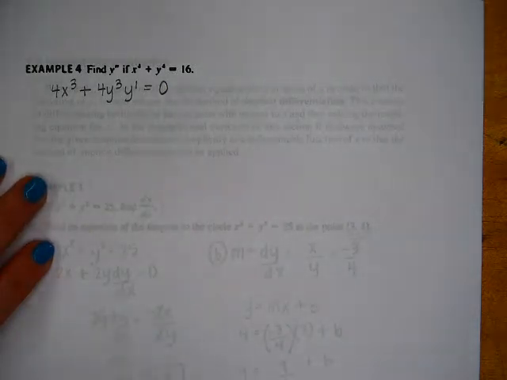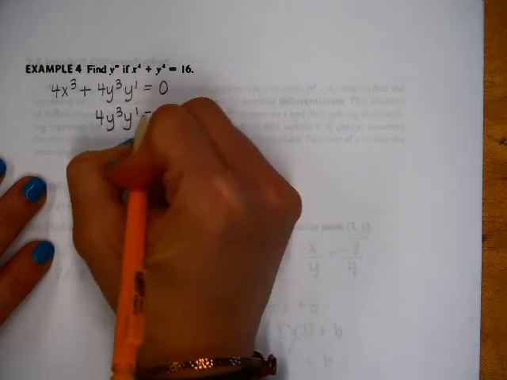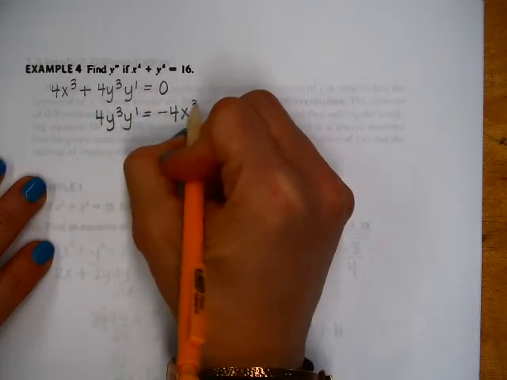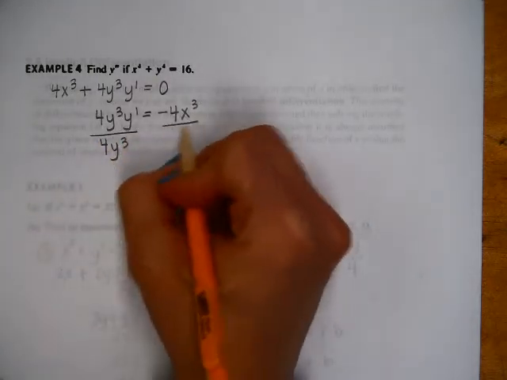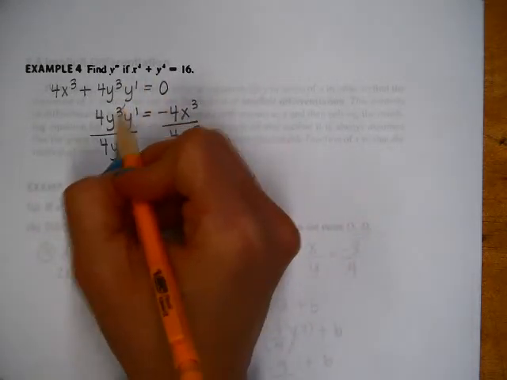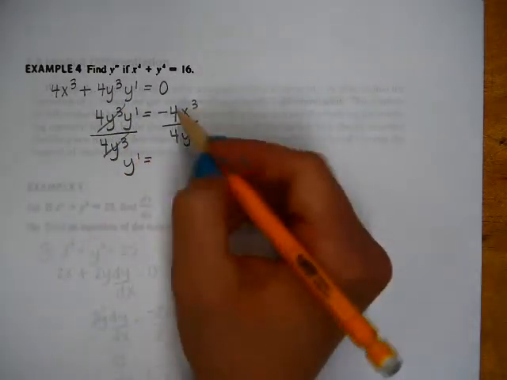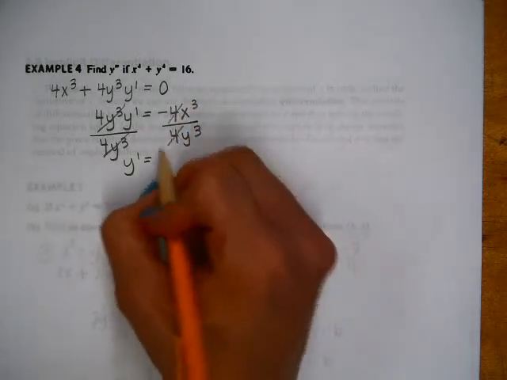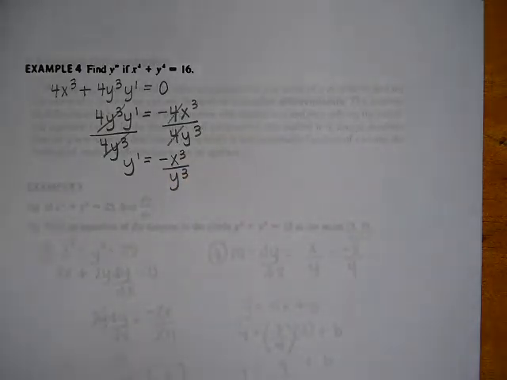Okay? Now solve for y prime. So we want 4y cubed y prime, and then we want to bring over the negative 4x cubed. Right? Divide both sides by 4y cubed. Cancels. And I'm left with y prime equals, what happens over here? Your 4's cancel, and you're left with negative x cubed over y cubed. Okay? So this is your first derivative, negative x cubed over y cubed.